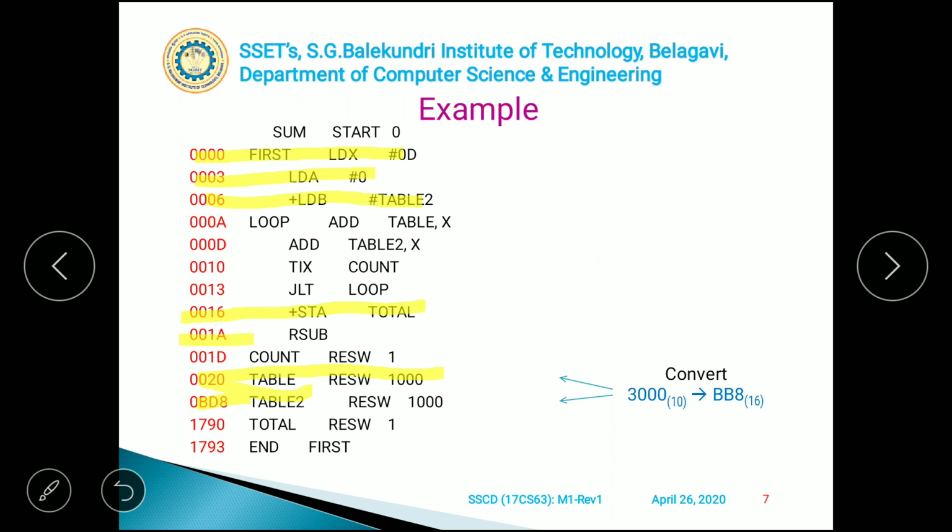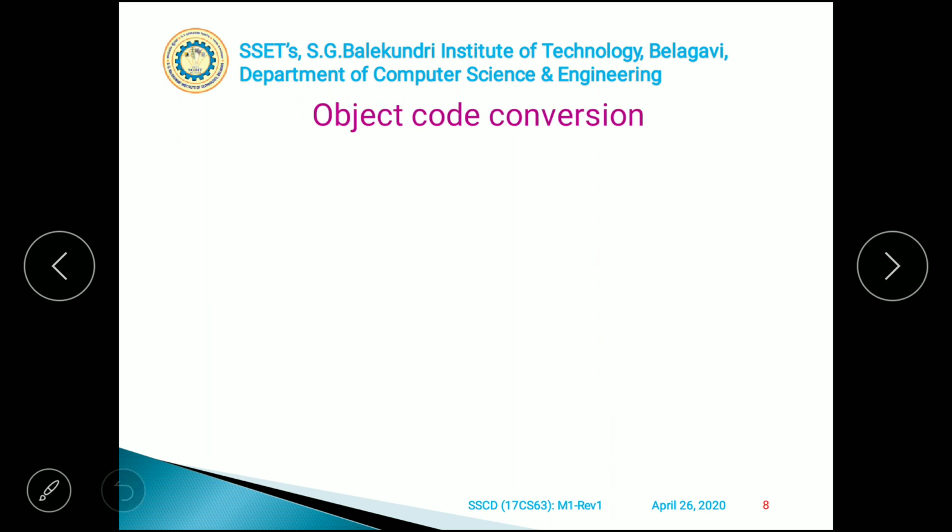And then for this bd8 you are going to allocate another bb8, so you are going to get 1790, and then this will take again 3 bytes, so altogether it ends at 1793. So in this program the first and foremost thing is that you have to assign the addresses for all the instructions, that is the first step. Then let me take one by one.